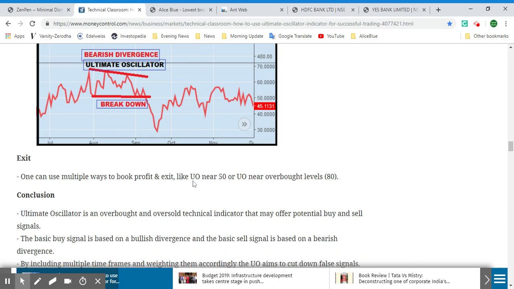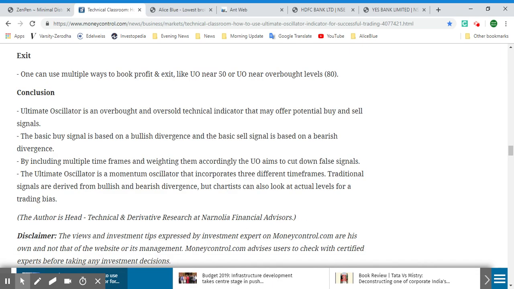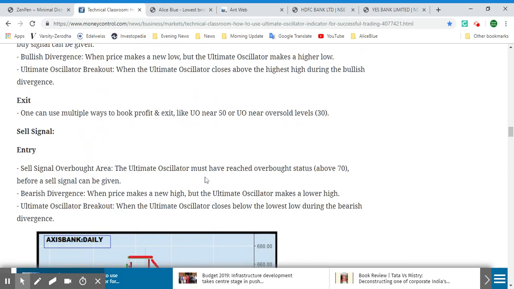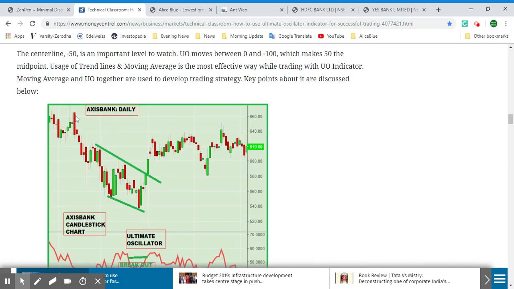So as we can see, this is how we can use the ultimate oscillator. To conclude, the ultimate oscillator is an overbought and oversold technical indicator that may offer potential buy and sell signals. By using multiple time frames and weighing them accordingly, the ultimate oscillator aims to cut down false signals. It's best to use the ultimate oscillator along with extra technical indicators such as moving average and trend lines.